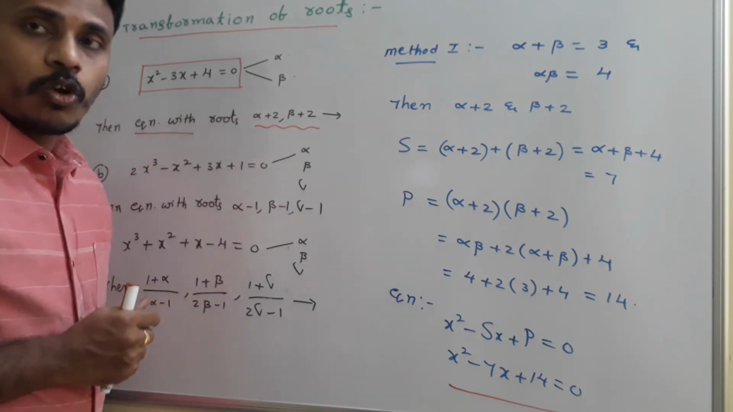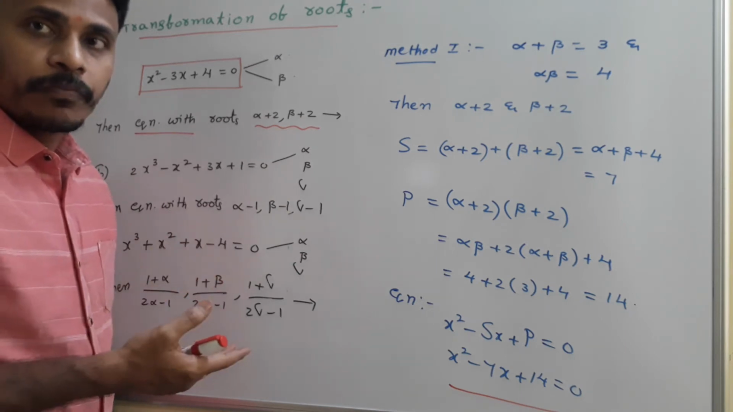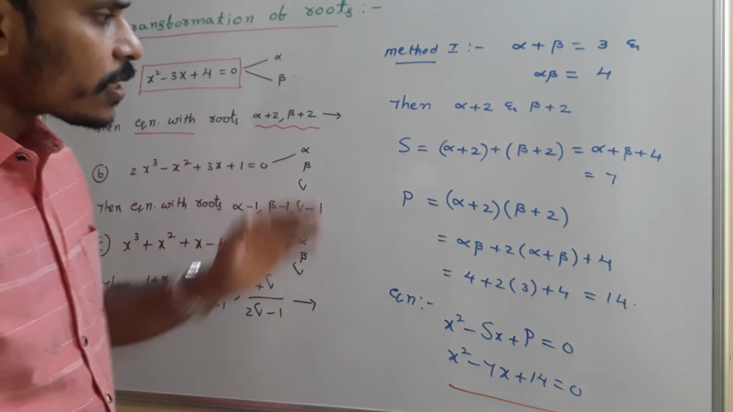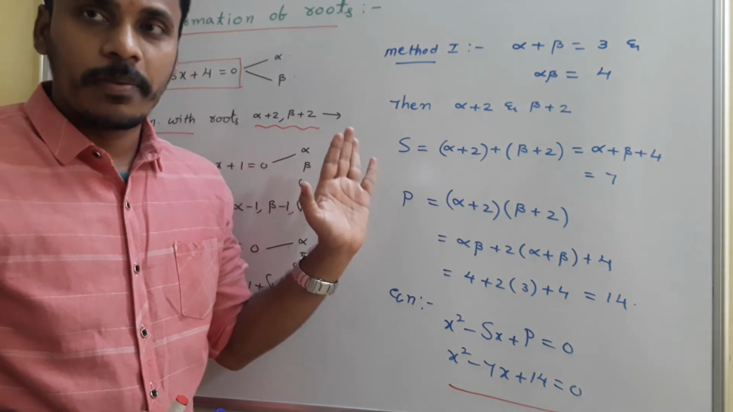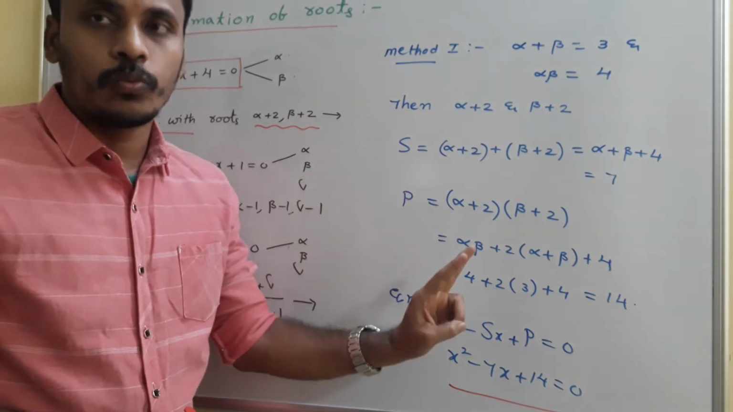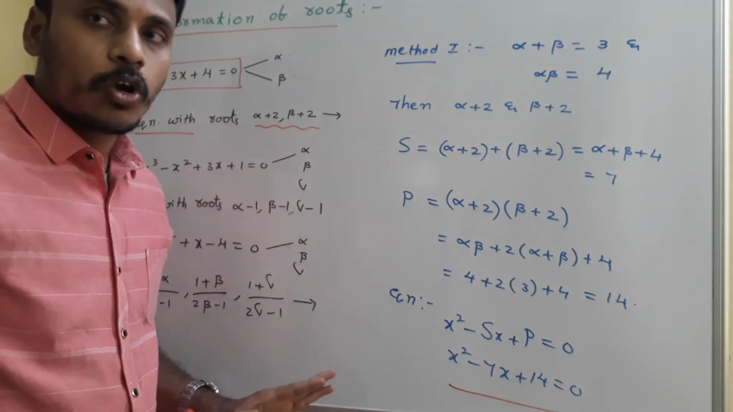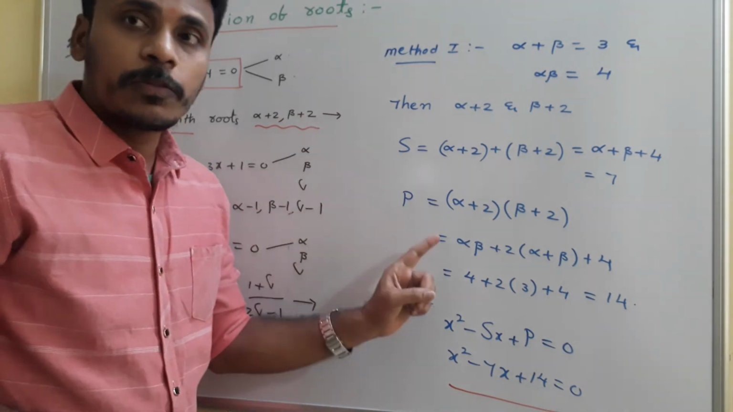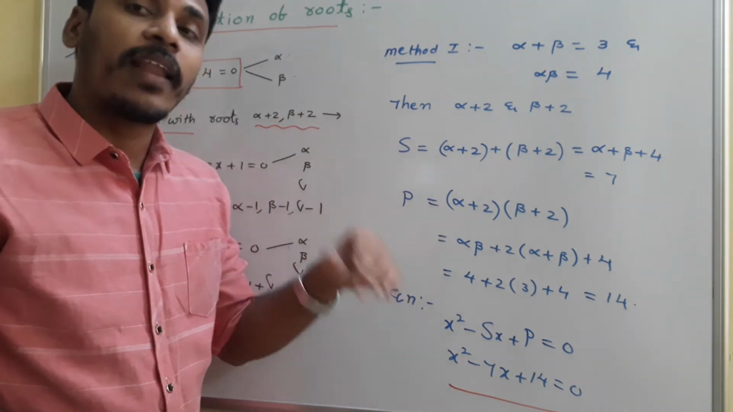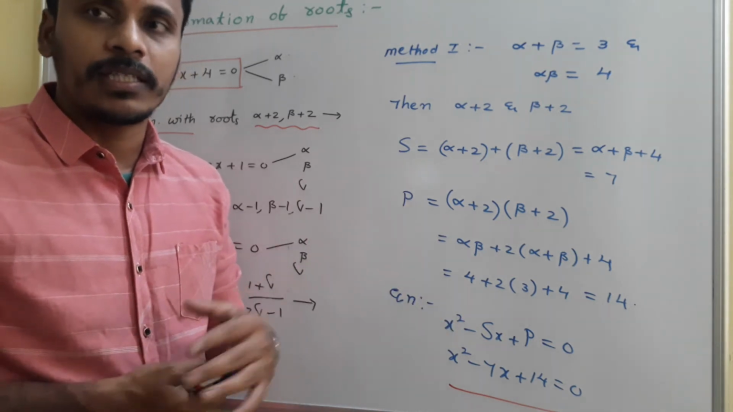You will get the equation of the required one. What I am saying is, this is one method. Okay, I will tell you method 2, and method 2 is applicable for all the problems. Along with this method 1 and method 2, another method is also there. You may call it as method 3.